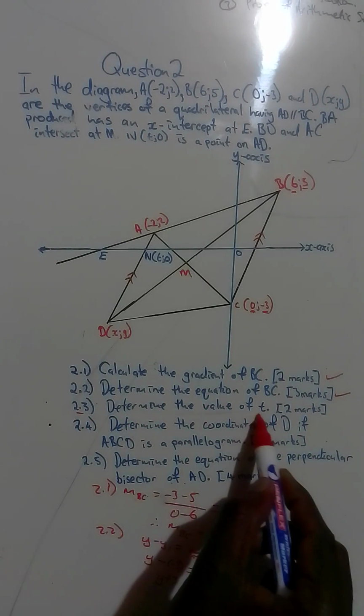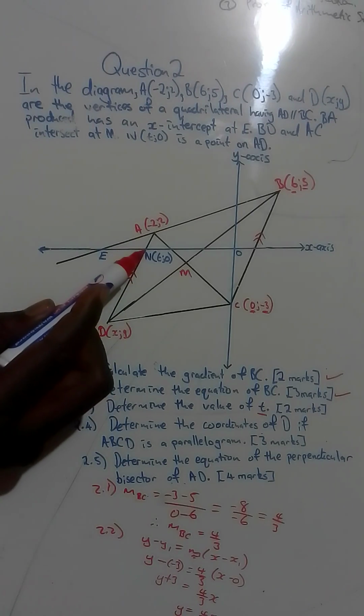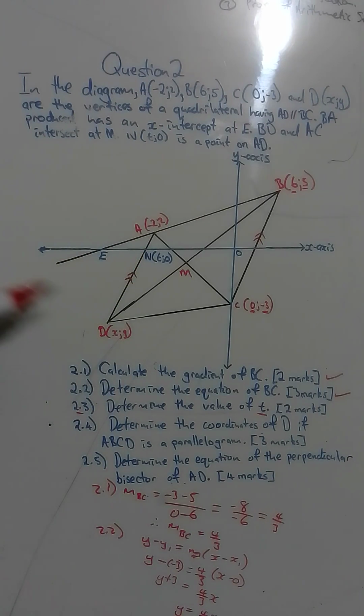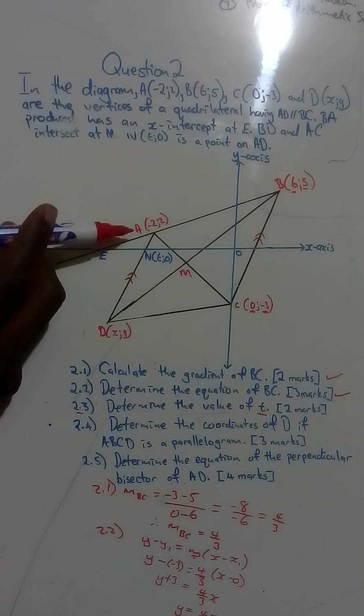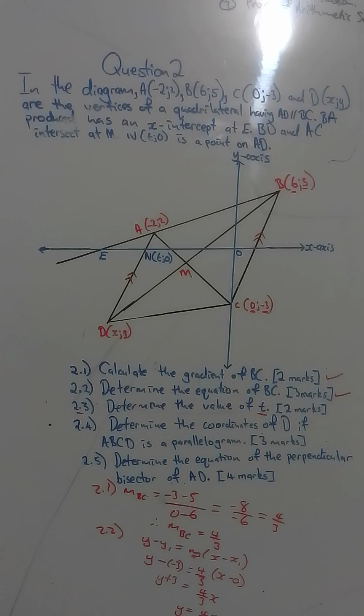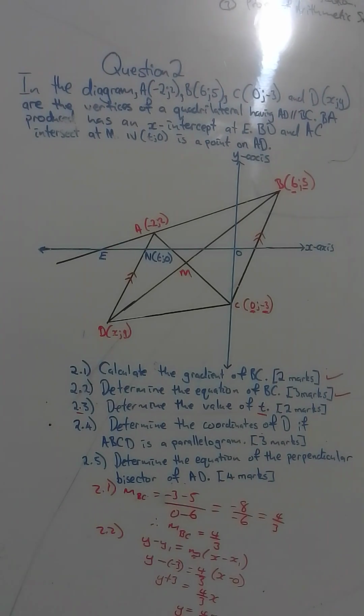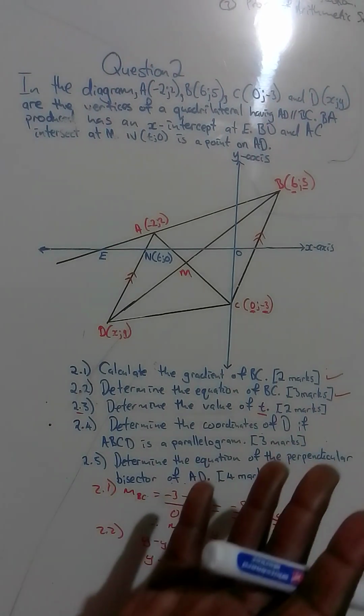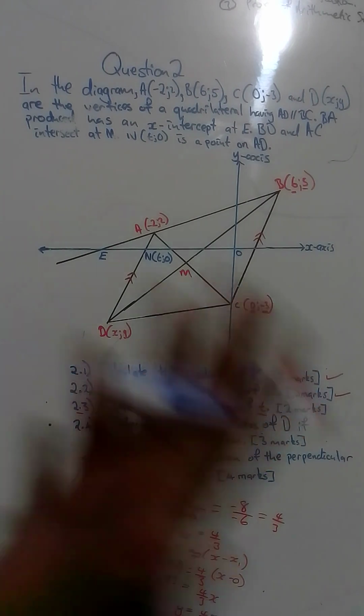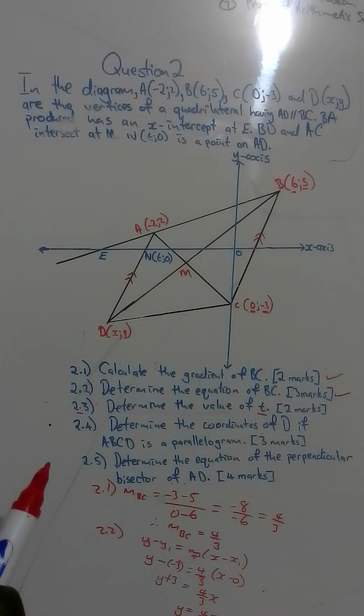Now we go to 2.3. Determine the value of t. Where is t? Remember, we were told that it's a point on line AD, right? So here is where your theory is very important. From the previous video, I taught you about the types of gradients that we have. 4 types of gradients: gradients of parallel lines, gradients of perpendicular lines, gradients of a vertical line, and gradients of a horizontal line.